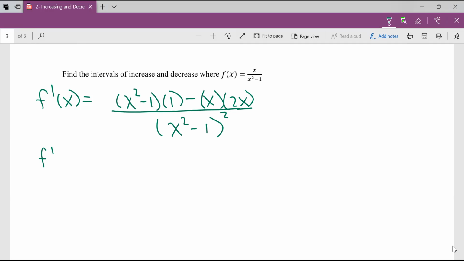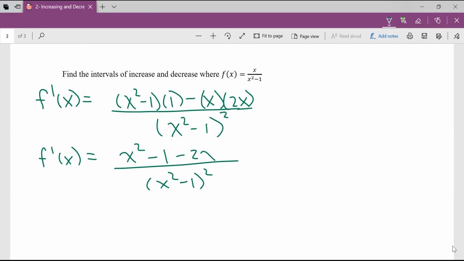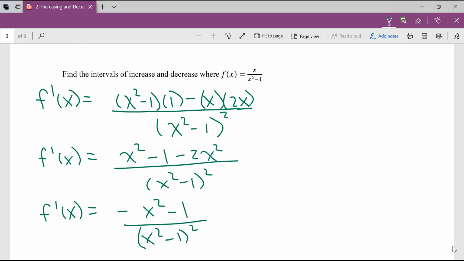Simplify your numerator. So look at all these things that you were asked to do earlier in the course. And now you see maybe a little bit of purpose to them, right? Or more purpose to them. And simplify it one more time. So in the numerator, what do we get? Negative x squared minus 1 over x squared minus 1 all squared.